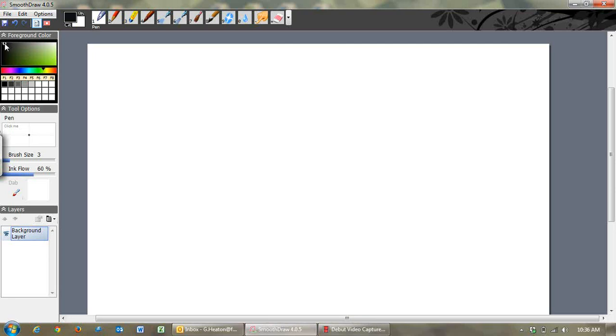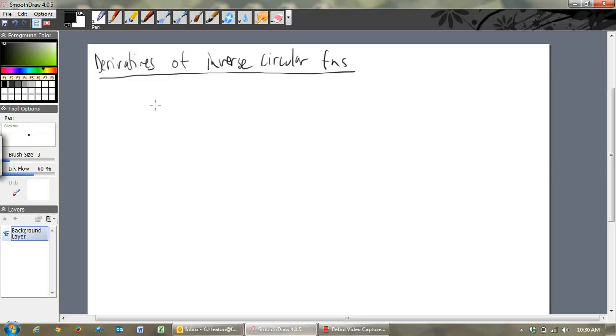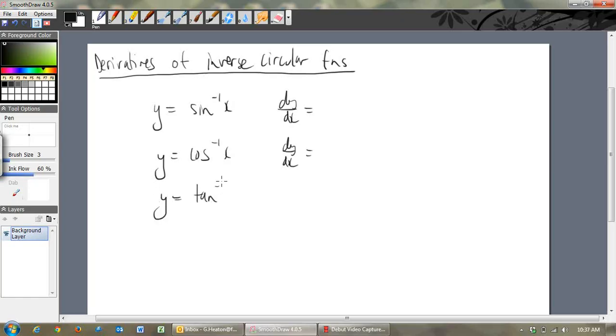Hello, and what we're looking at today is something that looks horrible, but it really is not that bad. And what is that? It's the derivatives of our inverse circular functions. In other words, if y is equal to sine negative 1 x, what is dy by dx equal to? If y equals cos negative 1 x, what's dy by dx equal to? And if y equals tan negative 1 x, what is the gradient of that?